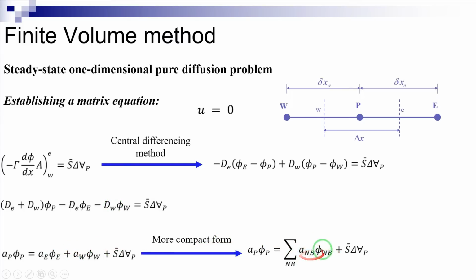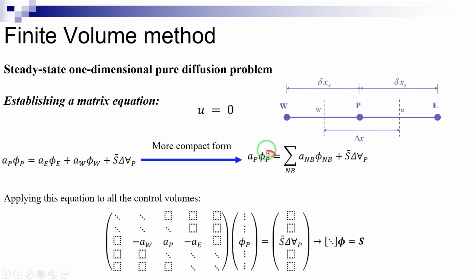Here NB stands for the neighboring cells. This equation is the standard form of the discretized transport equation for the general variable phi. The same standard form is applied to 2 and 3-dimensional problems. This equation is the discretized transport equation for a single control volume. If we apply this equation to all the control volumes, we are going to have a series of algebraic equations as shown here. This equation can be easily solved by calculating the inverse of this matrix.